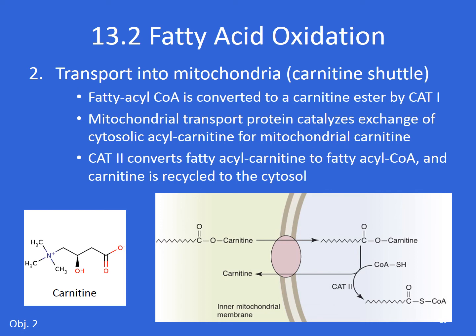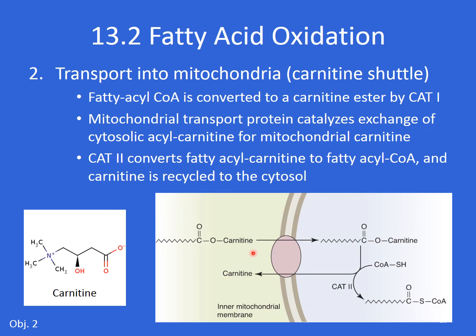Okay, step 2. This is the transport of your activated fatty acid into the mitochondria via something called the carnitine shuttle. It was originally discovered in muscle cells, so carnitine shuttle. The fatty acyl-CoA, that activated fatty acid, is converted to a carnitine ester by Cat1. So just another enzyme. And the carnitine ester would be shown in this figure right here. And so the mitochondrial transport protein catalyzes the exchange of the acyl carnitine in the cytosol for a mitochondrial carnitine. So that's a little bit of a word salad there.